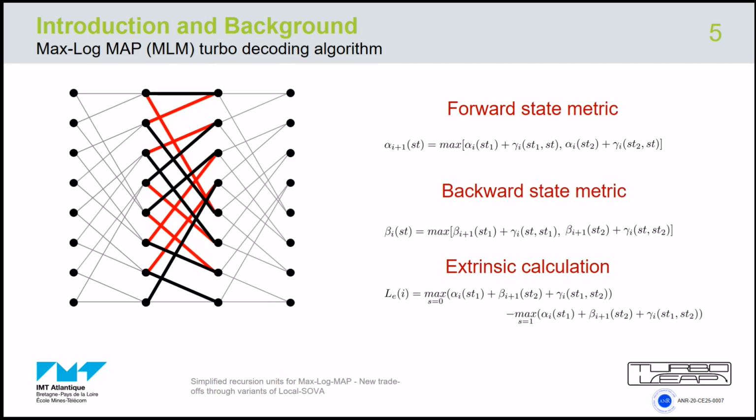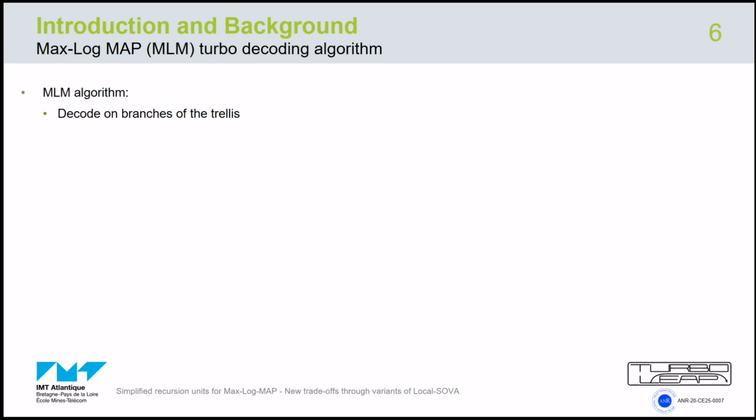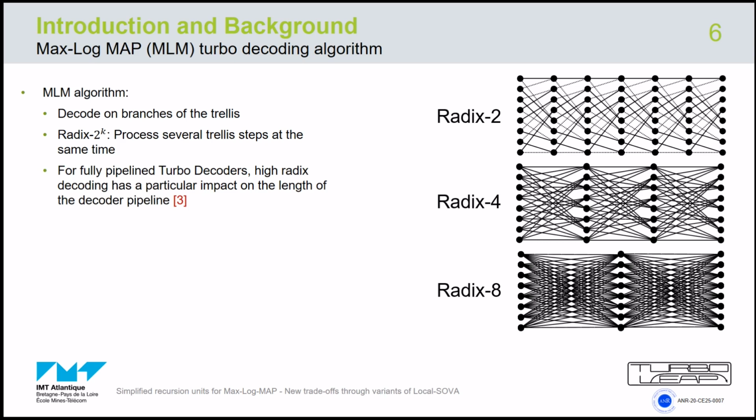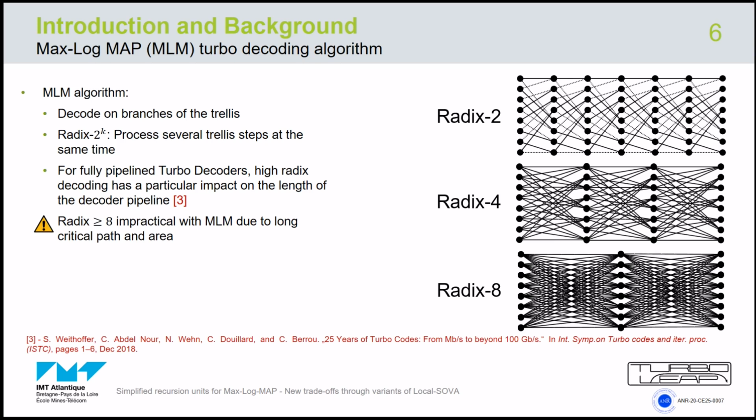To meet the requirements of next-generation wireless communication systems, achieving very high throughputs of several hundred gigabits per second towards terabits per second, a highly pipelined decoder architecture is needed. A common technique to reduce the state metric memory in the decoder pipeline is the parallel processing of several trellis steps at the same time. Processing at a higher radix is particularly useful for fully pipelined turbo decoders, but impractical for higher radix orders with the Maxlog map algorithm due to the long critical path and high area consumption of its computational units, which perform a high number of redundant operations.